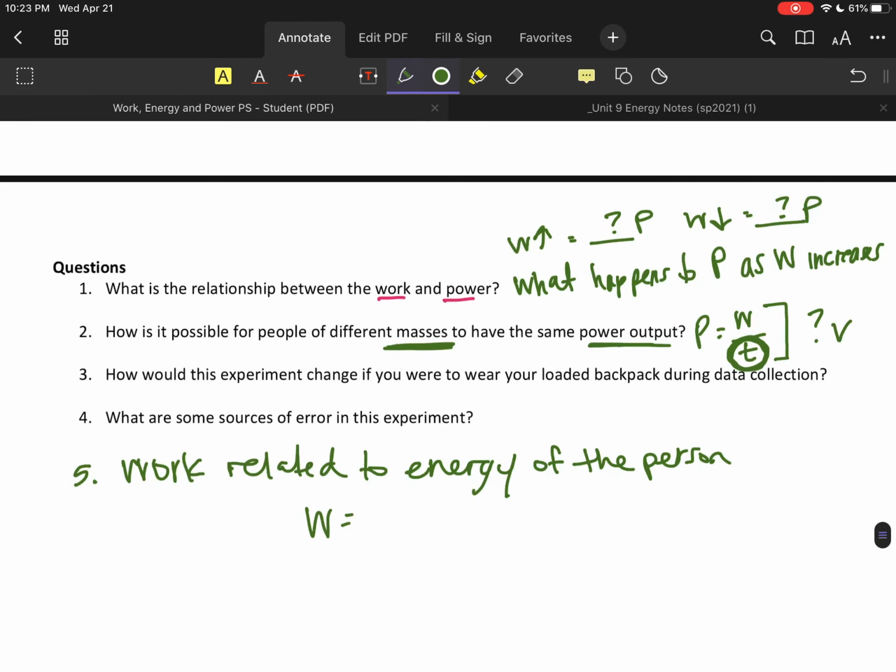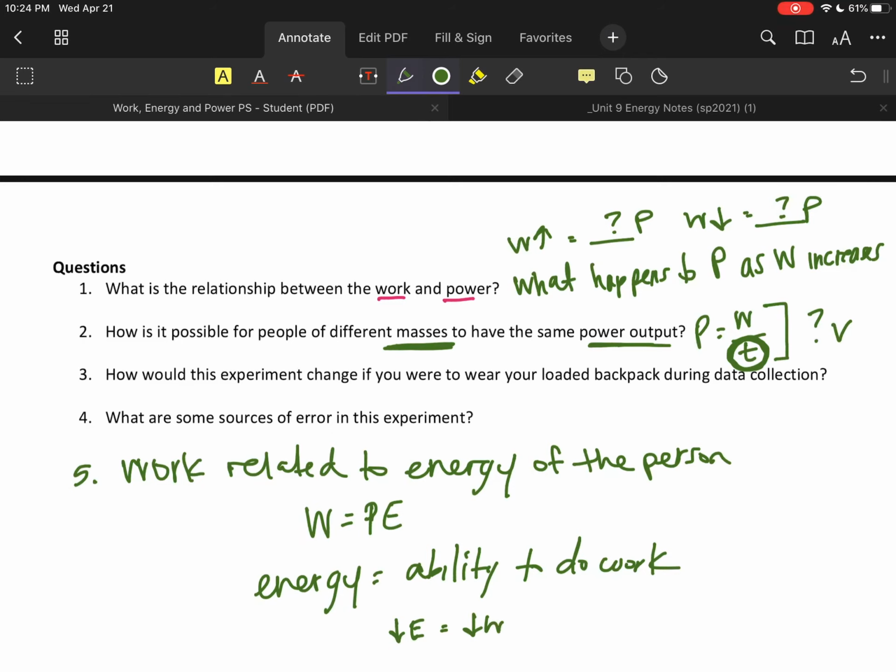We should notice that your work is equal to your energy, which makes sense because the definition of energy is the ability to do work. If I have a little bit of energy, I'm only going to be able to do a little bit of work. If I have a lot of energy, I can do a lot of work. So those are usually equal to each other.